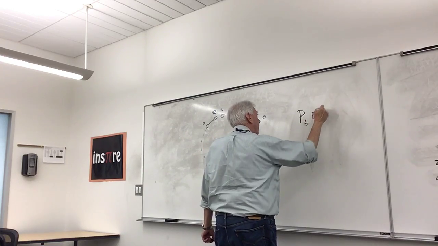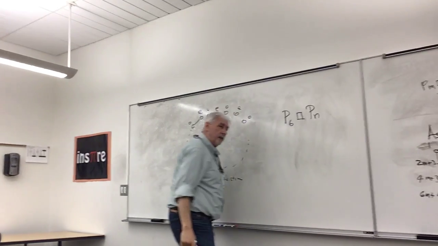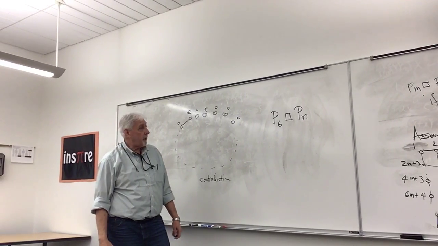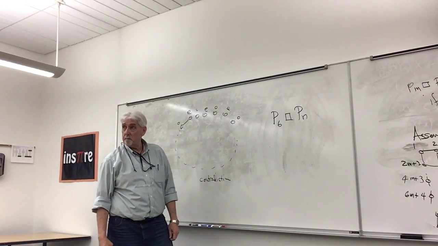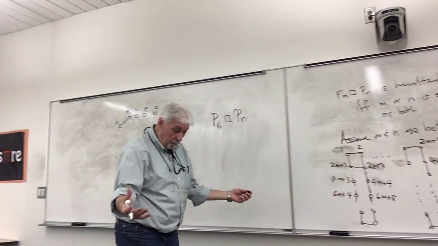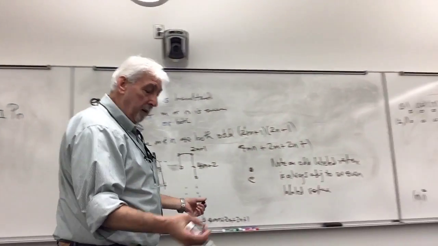P6, I'll make one even. P6, Pn, we know is Hamiltonian. We know that's Hamiltonian because 6 is even. Okay, so this is Hamiltonian. It's got a pretty low maximum degree.